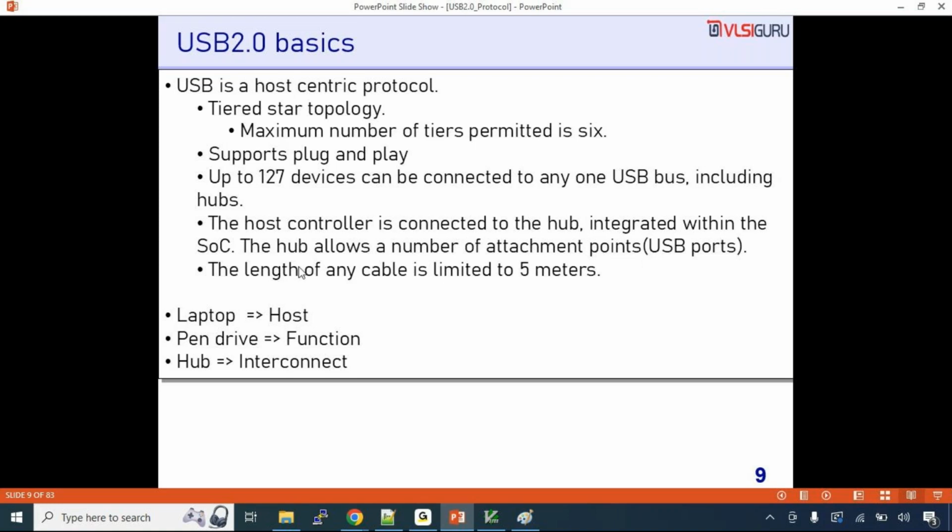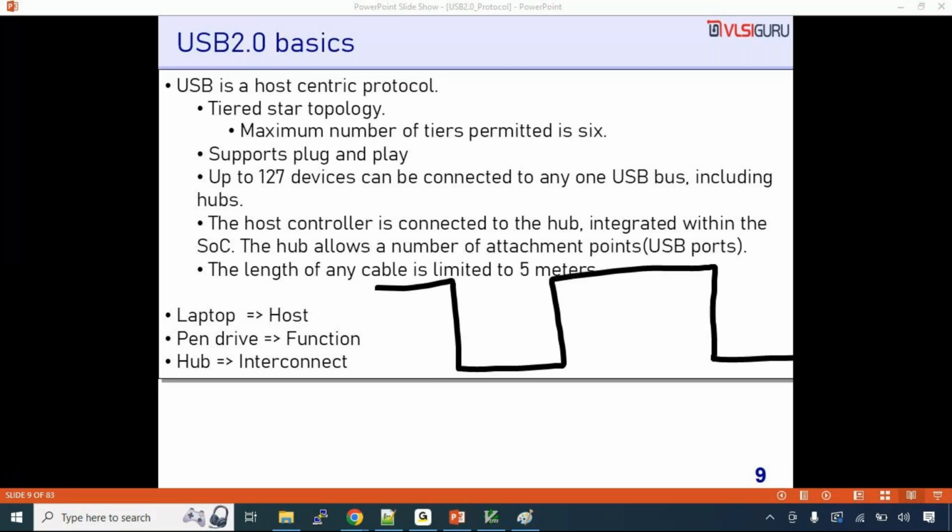In the case of USB, the length of any cable is limited to 5 meters. See, after 5 meters, the signal degrades. Even though you are sending ones and zeros, it's not going to go like this square shape. It is going to go like a voltage. It's going to go something like this.